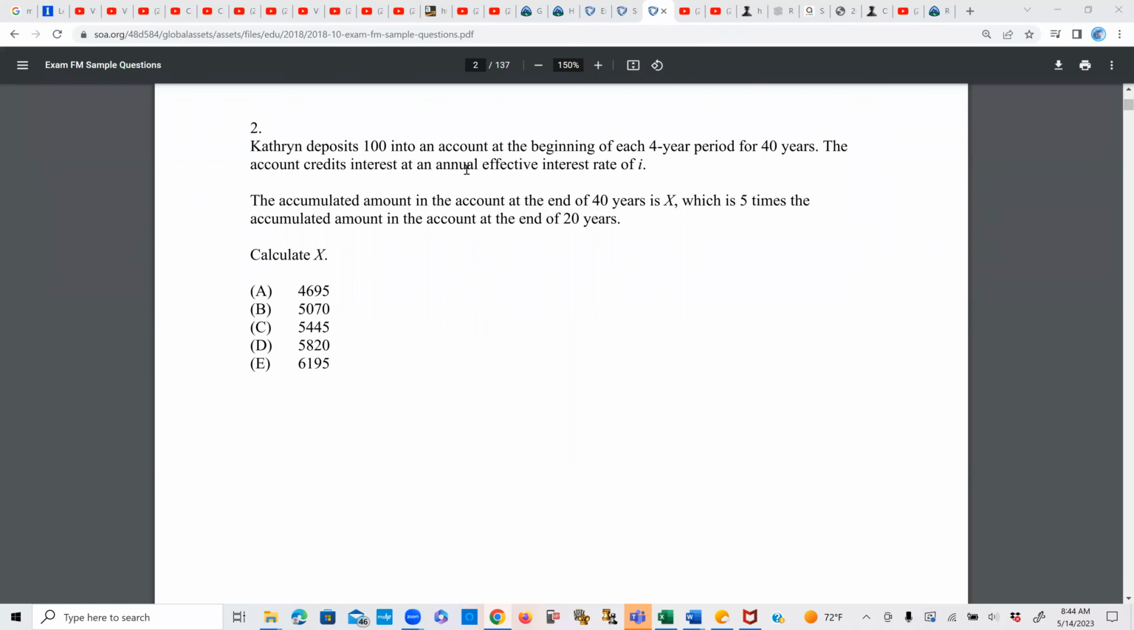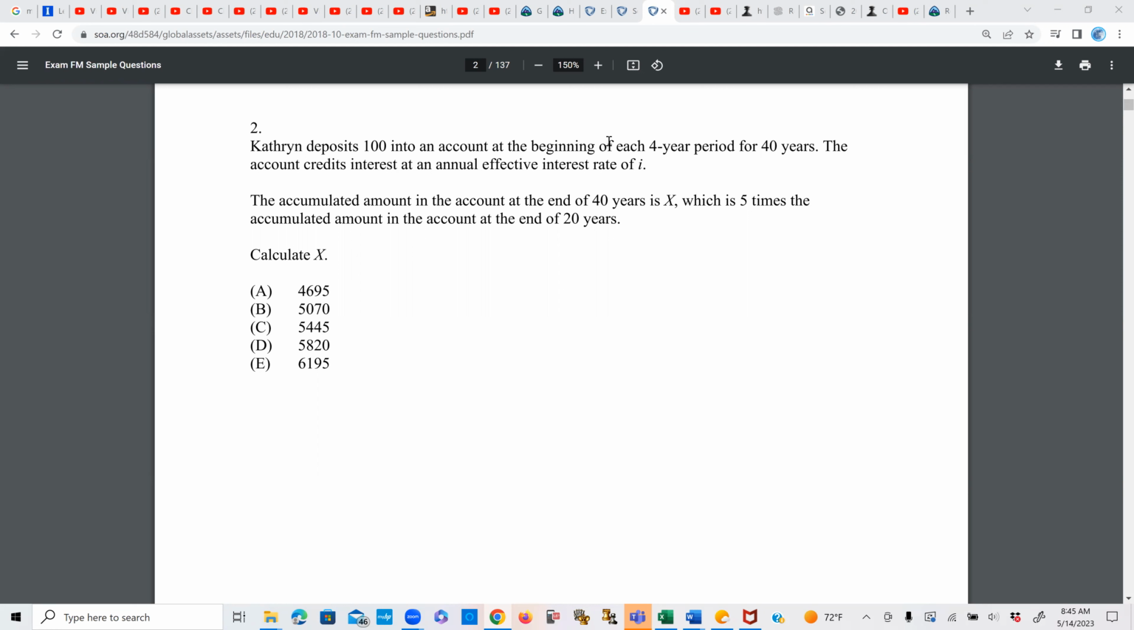Catherine deposits 100 into an account at the beginning of each 4-year period for 40 years. The account credits interest at an annual effective interest rate I. The accumulated amount in the account at the end of 40 years is X, which is 5 times the accumulated amount in the account at the end of 20 years. Calculate X. So the first thing to note is that the deposits are happening every 4 years.